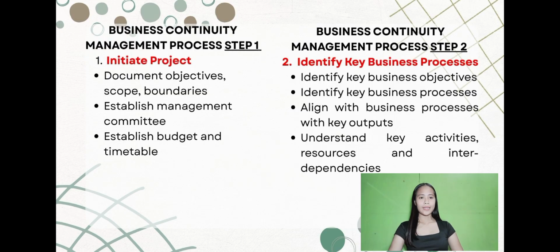Step 2. Identify key business processes. So this step identifies what parts of the business are most critical and must continue during disruptions. So it includes identify key business objectives, identify key business processes, align business processes with key outputs, and the last one is understand key activities, resources, and interdependencies.